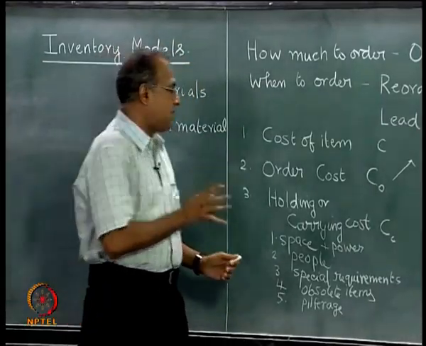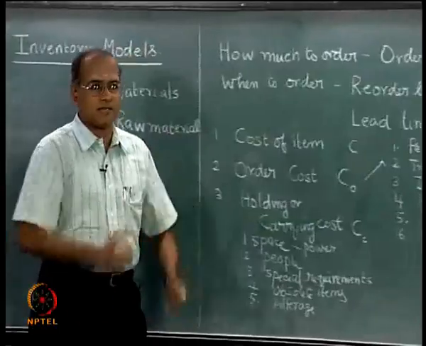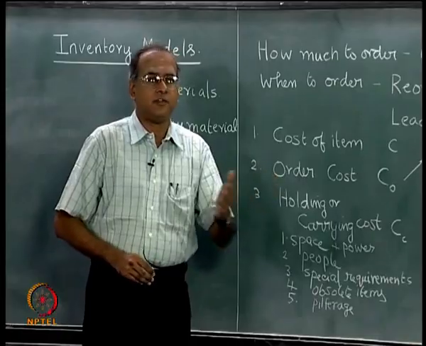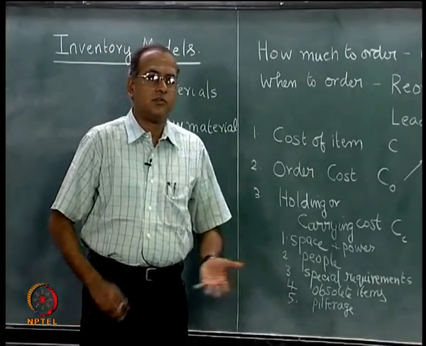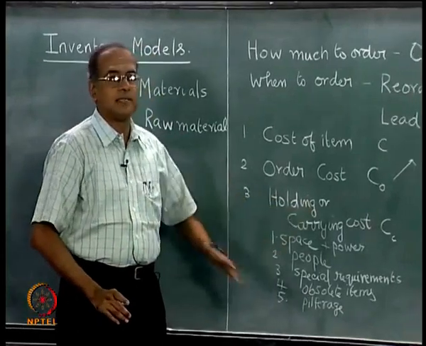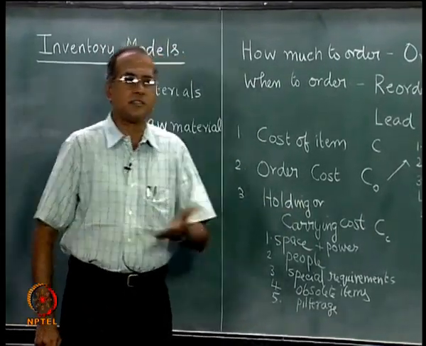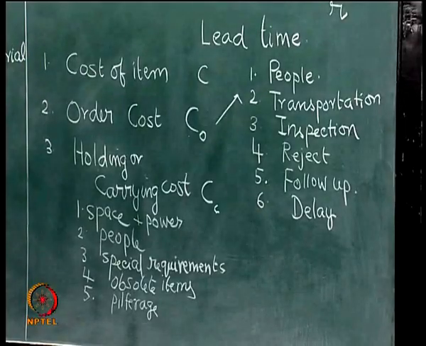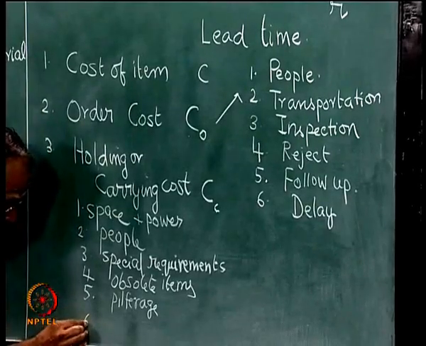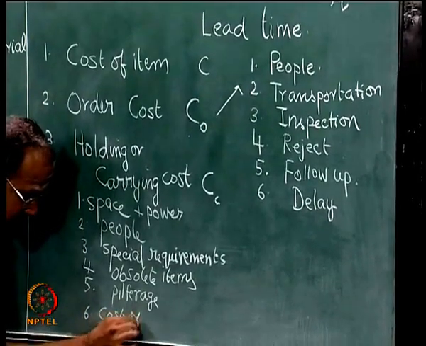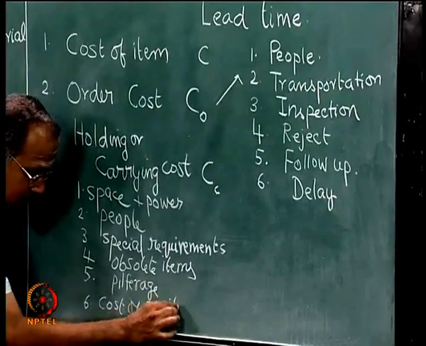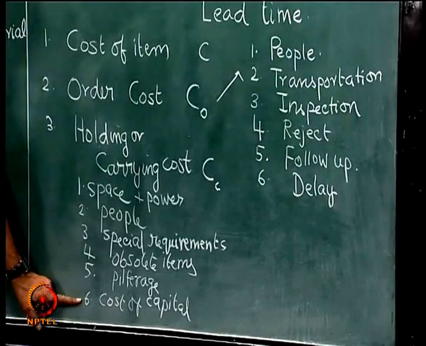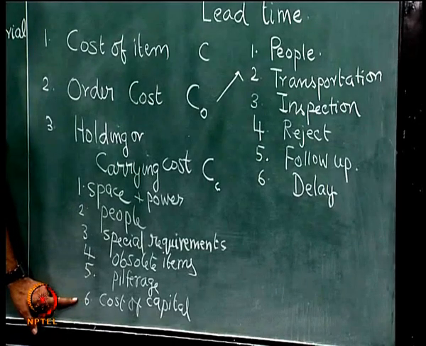So, when the organization spends this Q into C to buy this item, the organization actually borrows this money Q into C from some source. So, for the borrowed money, the organization has to pay interest, which is called the cost of capital. So, the most dominant cost of holding the inventory is the cost of capital, though I have written it as the sixth item or the last item. This is indeed the most important of the costs.